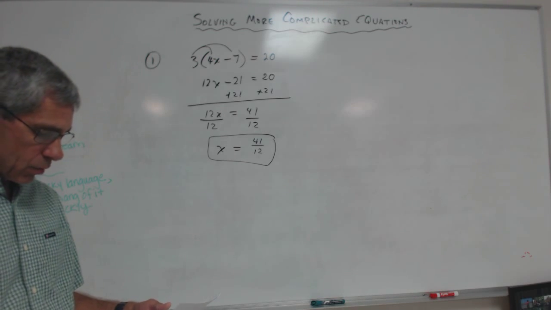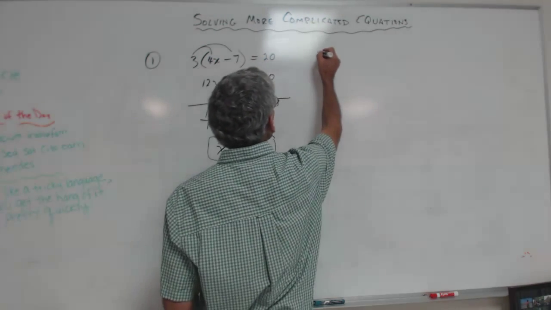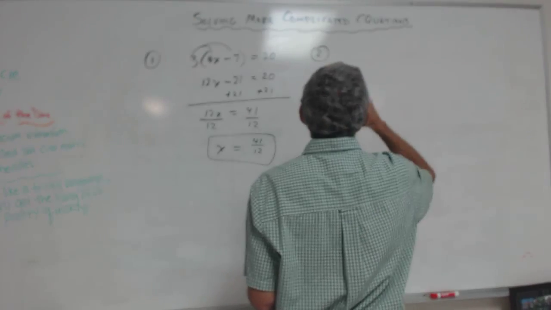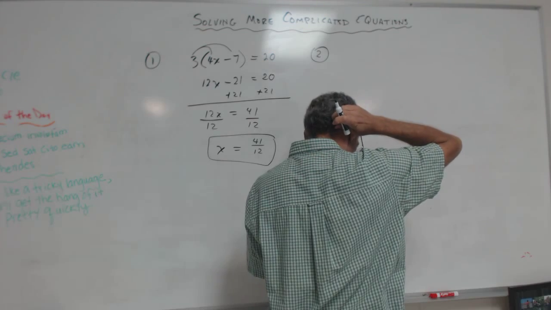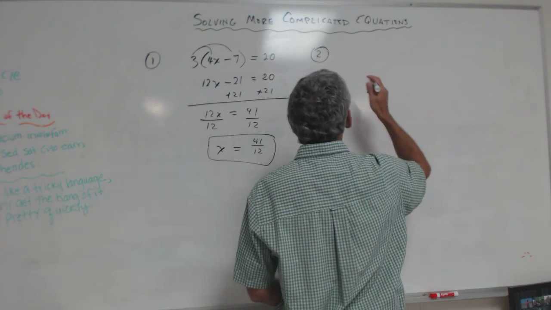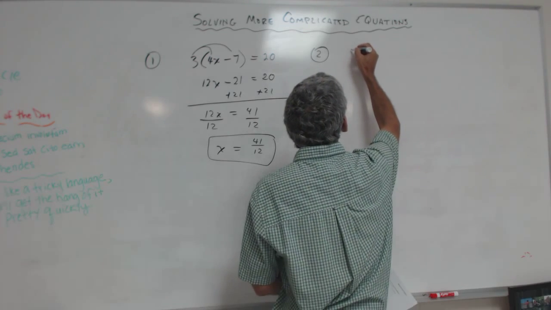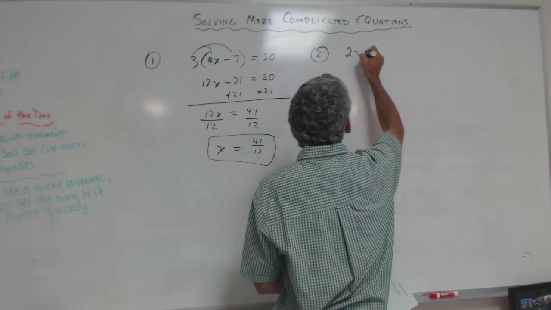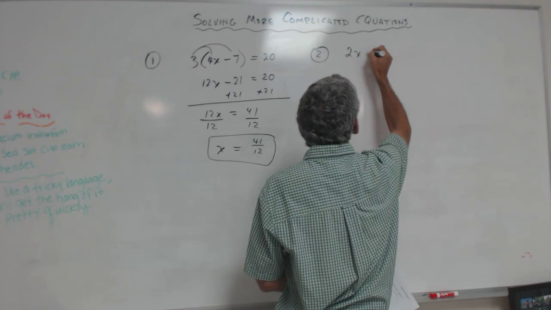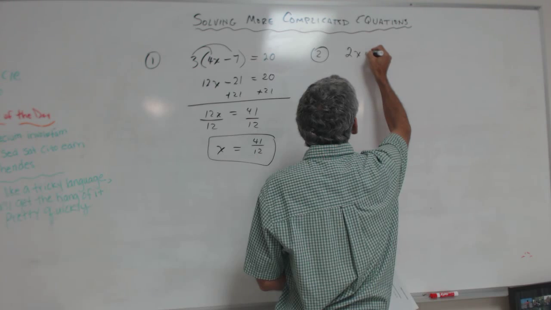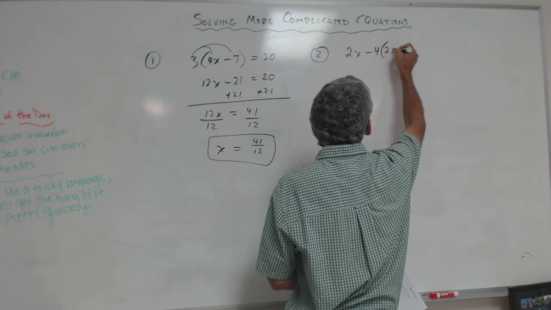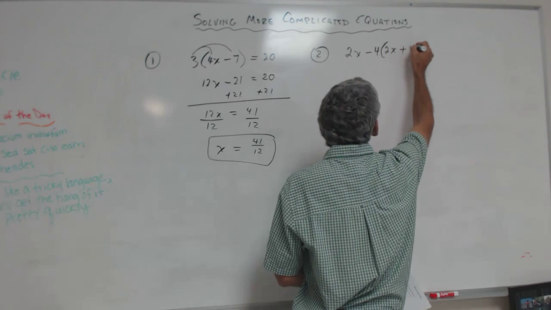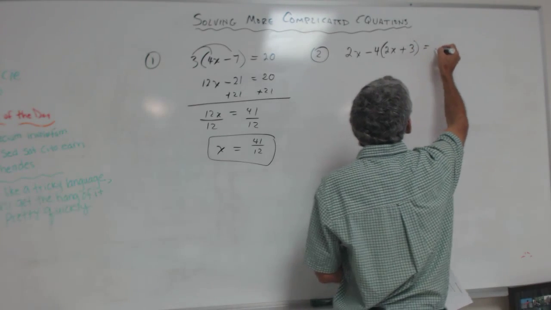They get harder when you see something like this. Here's another example. Let's say I had, let's see, do I have those in here? Oh yeah, okay. How about I have this? 2x minus 4 parenthesis 2x plus 3 equals 10.